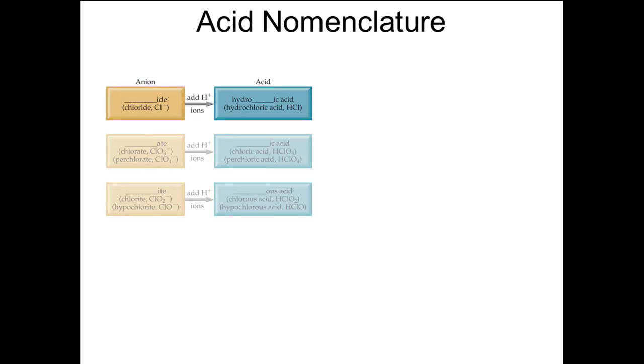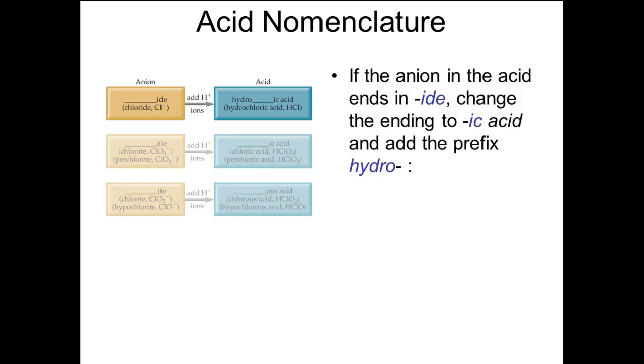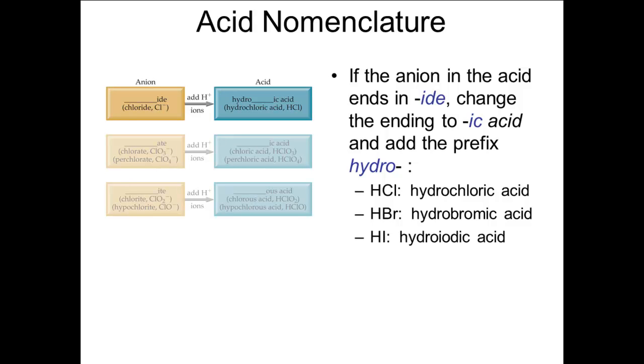An acid is a compound made from an anion and the H+ or hydrogen cation. The names of acids are derived from the names of the anions they are made from. If the anion has the ending IDE, the acid name adds the prefix hydro and changes the ending to IC. For example, HCl, made from the chloride ion, is called hydrochloric acid. HBr is hydrobromic acid, and HI is hydroiodic acid.